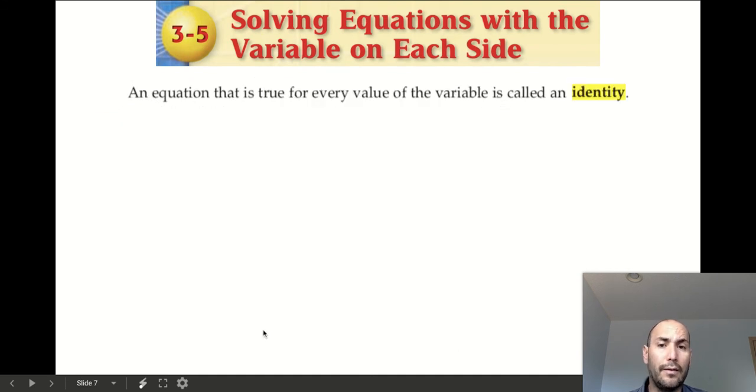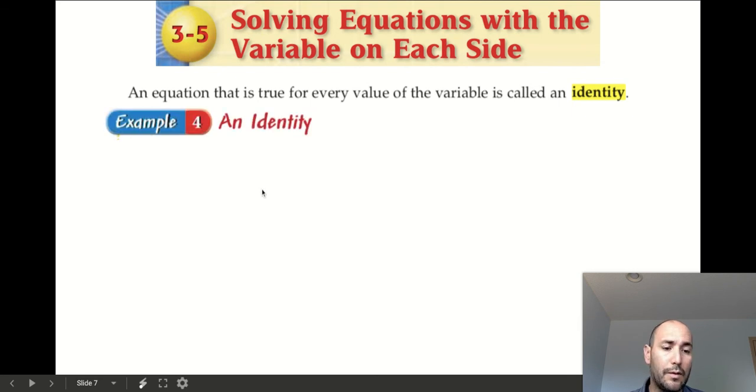Now on the flip side of that, there are equations that are true for every value of a variable. So no matter what the value of the variable is, it's always true, has an infinite number of solutions. This is called an identity. So here's an example of what that might look like. So here it says solve 3 times (r plus 1) minus 5 equals 3r minus 2.